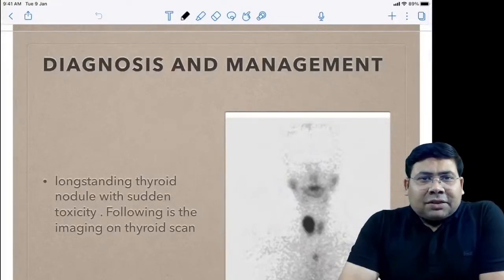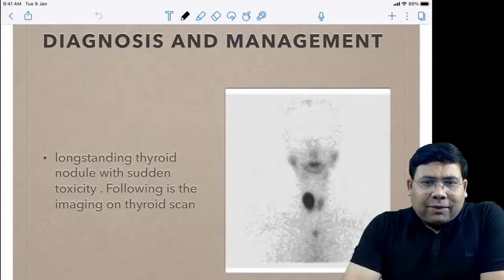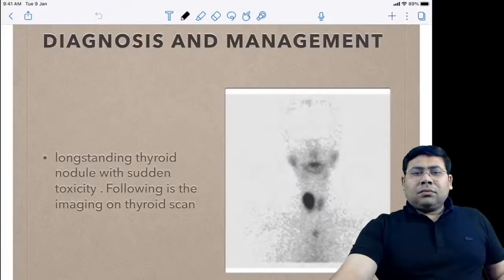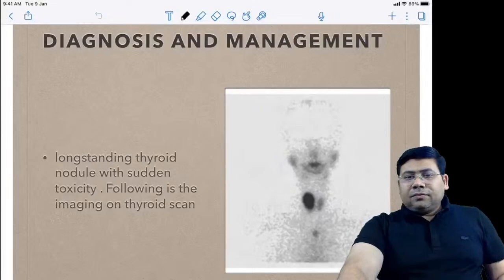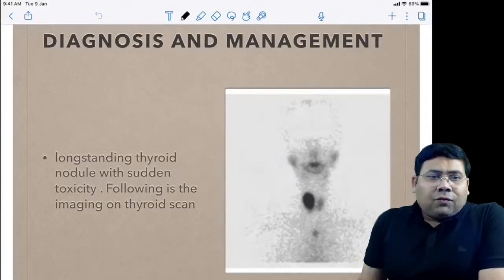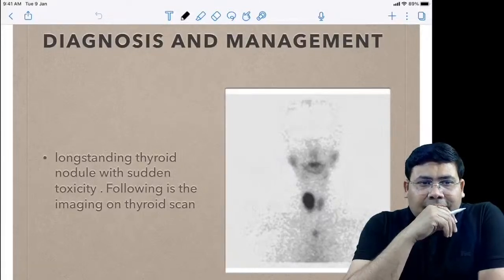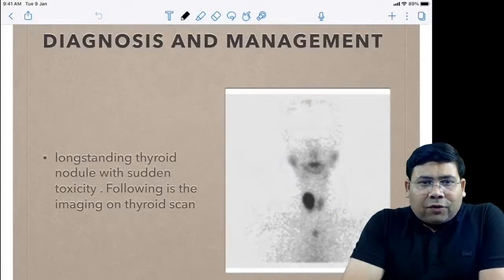So diagnosis and management. What do you see in this image? A patient with a long standing thyroid nodule with certain toxicity. Following is the imaging on thyroid scan. Okay, so what do you think it is? A long standing thyroid nodule with certain toxicity.